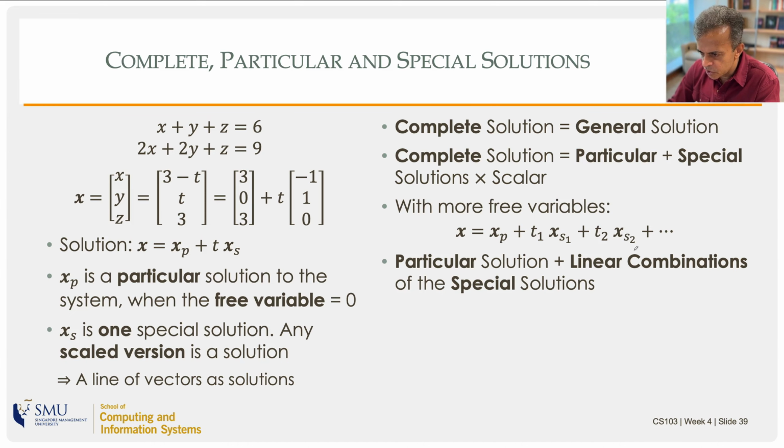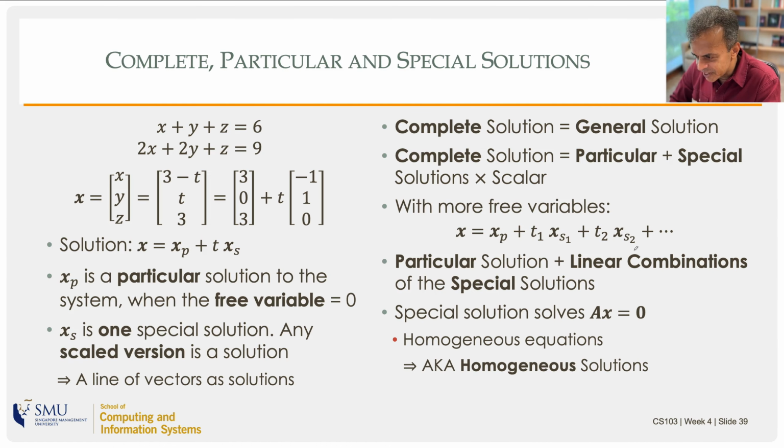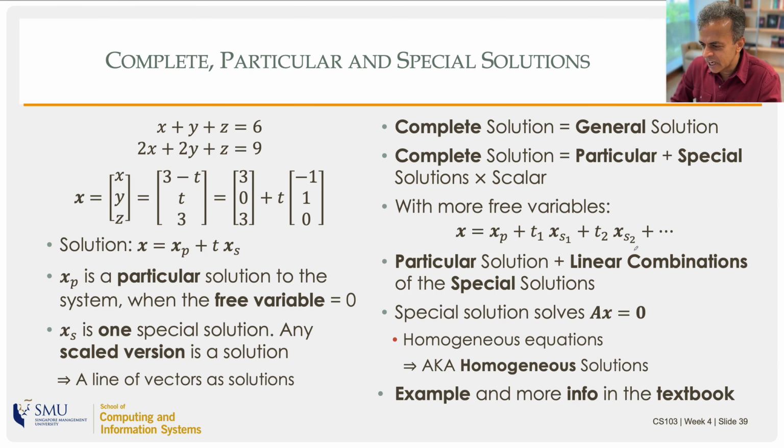So to put it down once more, the general solution is a particular solution plus linear combinations of special solutions. And special solutions are the ones that solve the system of linear equations Ax equal to 0, meaning the constant vector is 0. It's also called a homogeneous system of linear equations. So for that reason, those solutions are called homogeneous solutions. We will have other names that we will use for these things later, and we will look at these things in different ways later. But of course, in this chapter in the textbook, you will have more information and examples.